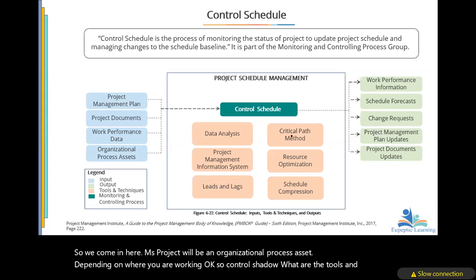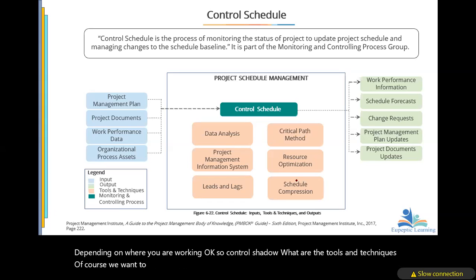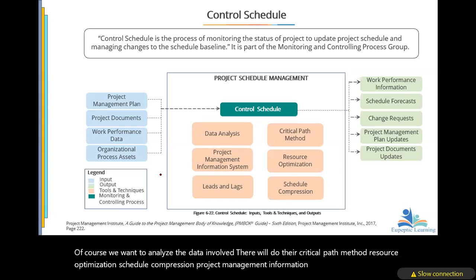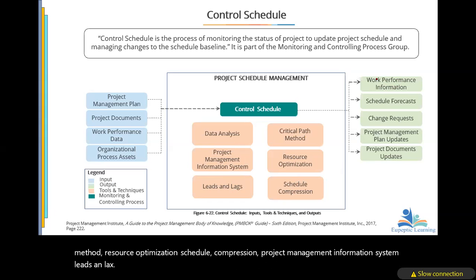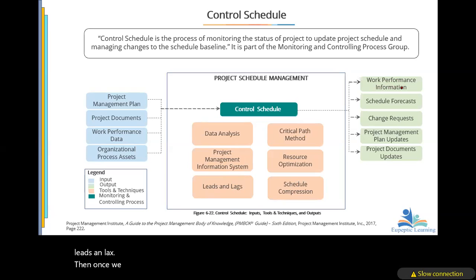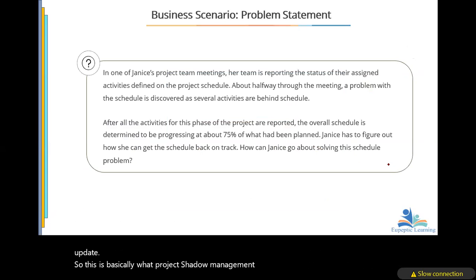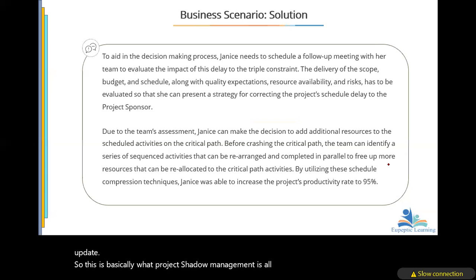Of course, we want to analyze the data involved here. We do the critical path method, resource optimization, schedule compression, project management information system, leads and lags. Then once we have work performance data, indeed, we are going to have work performance information, schedule forecasts, change requests, project management plan updates, and then the document updates. So this is basically what project schedule management is all about. We can look at that later when I give you this.